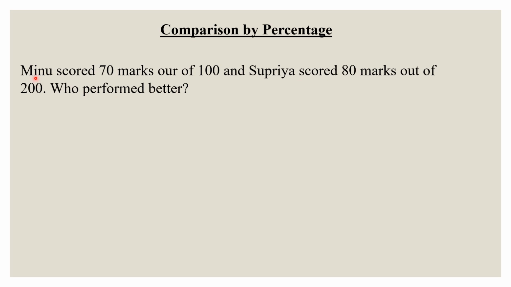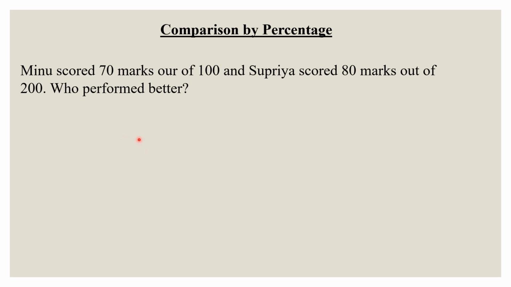Now comparison by percentage. Minu and Supriya are two friends. Minu scored 70 marks out of 100 and Supriya scored 80 marks out of 200. Who performed better? Supriya and Minu were fighting. Supriya was saying I have scored better, but Minu was saying I have scored better. So they went to their parent, and their parent said that as their total marks are different, see, Minu scored 70 out of 100 and Supriya scored 80 marks out of 200.